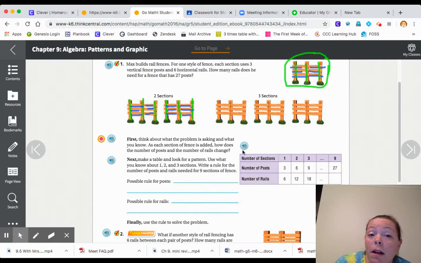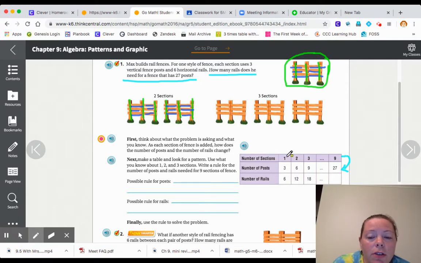So, because that's solving the problem, right? The question that they asked us in the beginning was how many rails does he need for a fence that has 27 posts? So think about it. How did I get from the number of sections to the number of posts? From sections to posts. How did I get from 1 to 3? Did I add 2? Possibly. Let's take a look. Sections 2 plus 2, does that give me 6? No. So what's the rule for the number of posts?